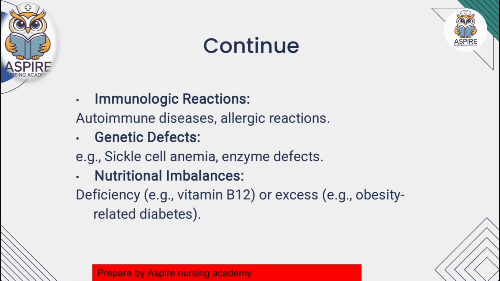5. Immunologic reactions. Our immune system normally protects us. But in diseases like lupus or severe allergies, the immune system harms our own cells. 6. Genetic defects. Some people are born with faulty genes, like in sickle cell anemia or enzyme disorders, the cells become weak and easily injured. 7. Nutritional imbalances. This includes both deficiencies, like lack of vitamins, and excess, like overeating, obesity, and related conditions like diabetes.